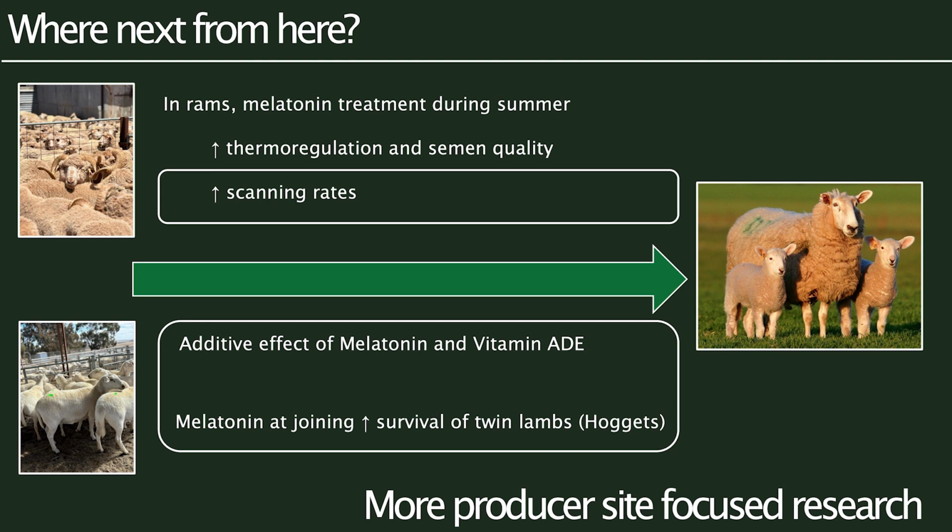The second two interesting benefits which we think we want to work on further are the fact that when we have looked at melatonin and AD&E together, the effect has been additive. And the other interesting thing for me was that when we treated hoggets with melatonin at joining, but not before joining, we increased survival of their twin lambs when they lambed. So these are the two areas that we hope to continue working on across producer sites in summer of 24-25.